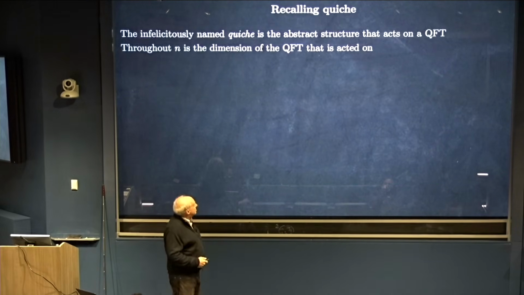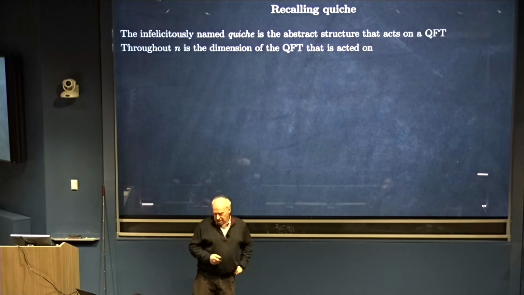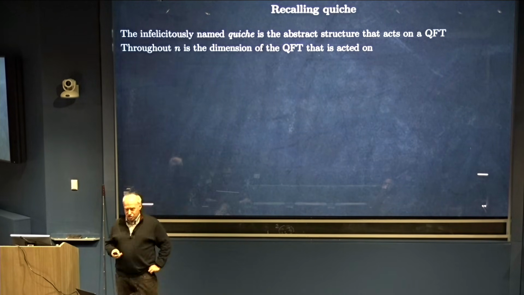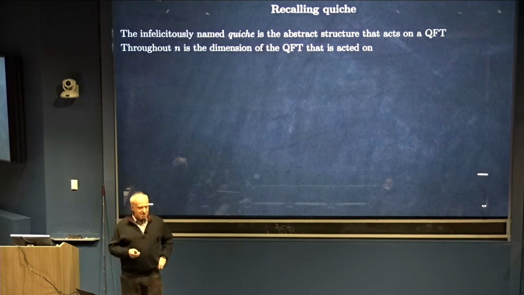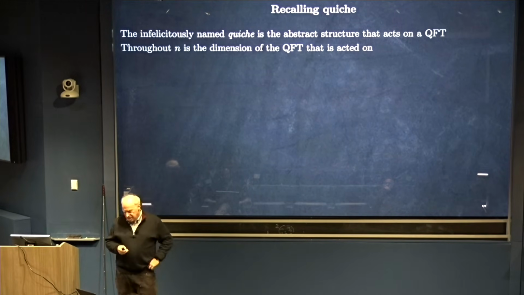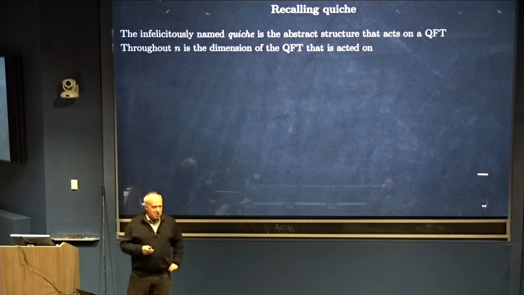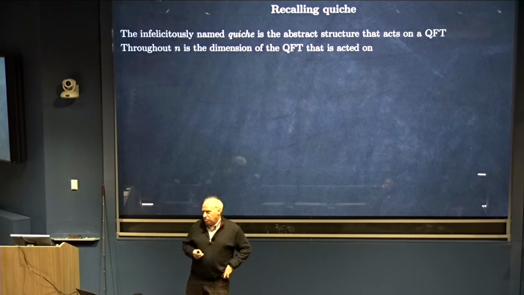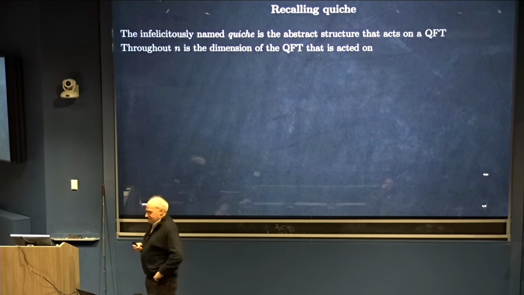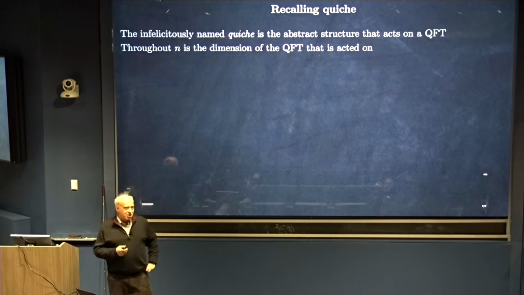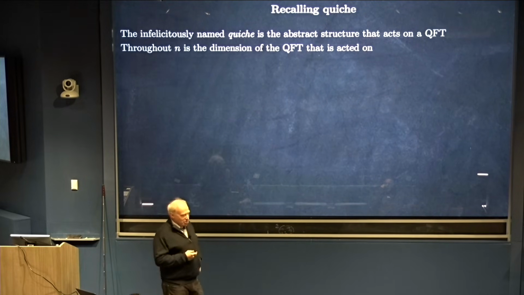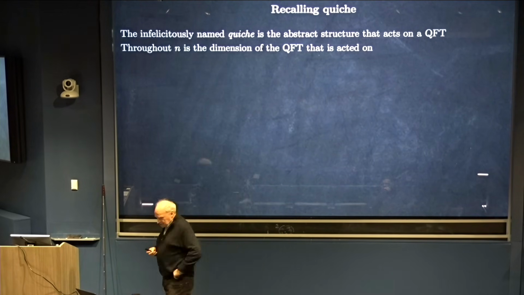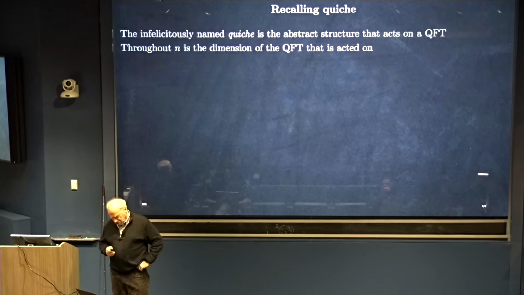So let's start. A quiche is an abstract structure that acts on a quantum field theory, symmetries if you like. Infelicitously named, only that it hasn't really caught on. French agriculture names like sheaf, stalk, gerb, they all caught on quite a bit decades ago. Somehow French gastronomy doesn't seem to be as catchy.